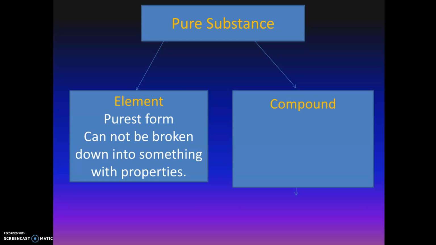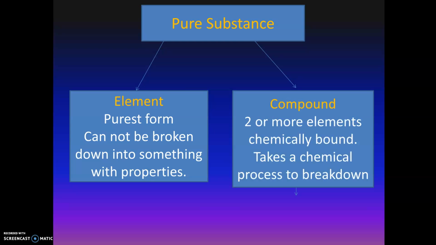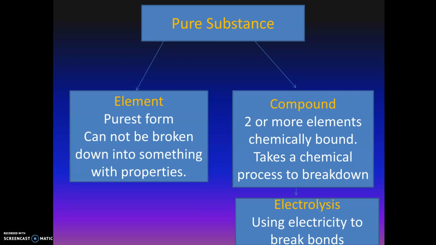It would look gold, it would be a good conductor, etc. If you have 2 or more elements put together, that's called a compound, and these are chemically put together. Electrons have been transferred and moved. It takes a chemical process to break this down. So one way is to use heat, in which you break those bonds. Another way is to use electricity in a process called electrolysis. So if you take water, again, for example, and you run electricity through it, you break those bonds, and hydrogen gas and oxygen gas will break apart into each other.